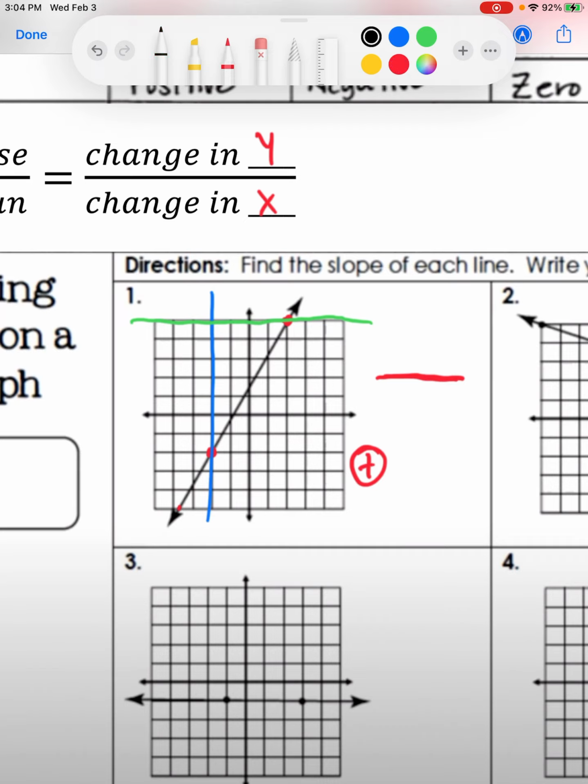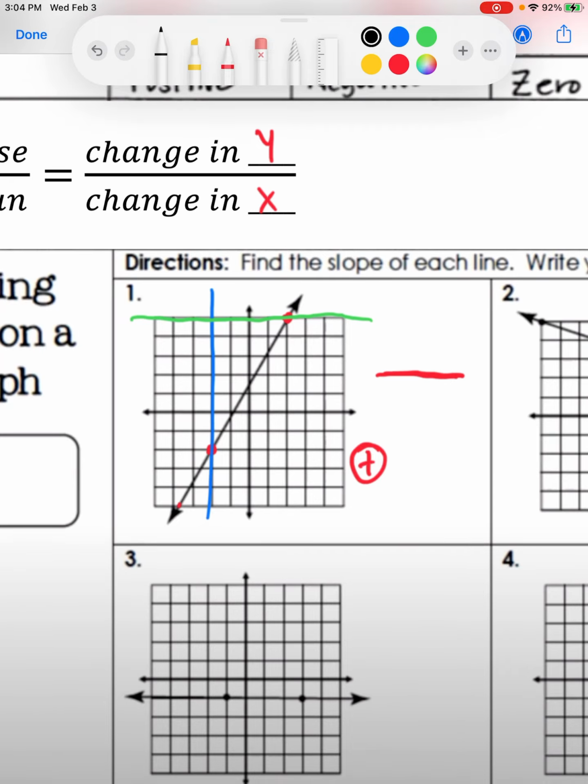So what I'm looking for when I do this, I have made my lines going straight up and straight left from each point. And all I'm going to do is count to this point here where they intersect. So I'm just going to count, starting at this bottom red point here, going up 1, 2, 3, 4, 5, 6, 7. So our rise is 7. So my top number is going to be 7.